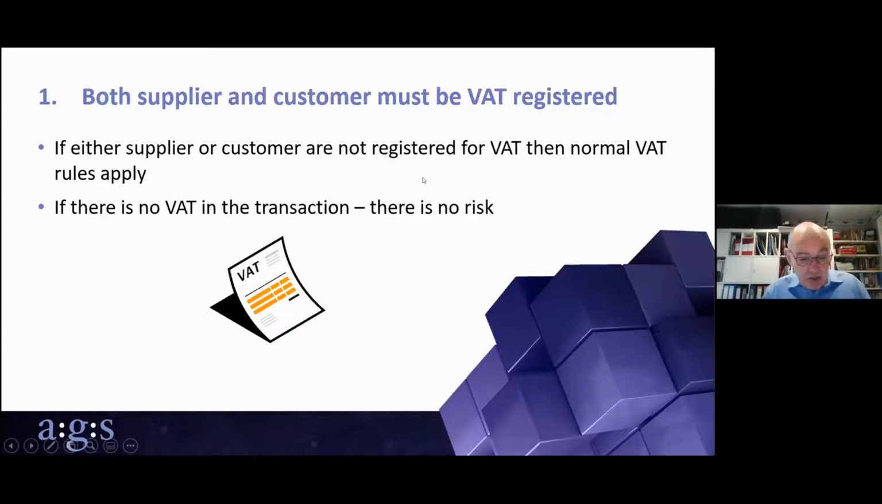In a sense, it's fairly obvious because seeing why this is being introduced, if there's no VAT, there isn't any risk. And at the start of some supply chains, there may well be small subcontractors and businesses that aren't registered because they don't meet the turnover threshold. The point is that if either supplier or customer isn't VAT registered, then normal VAT rules and normal VAT invoicing apply if there's VAT at all. So the reverse charge won't affect them as supplier or customer.